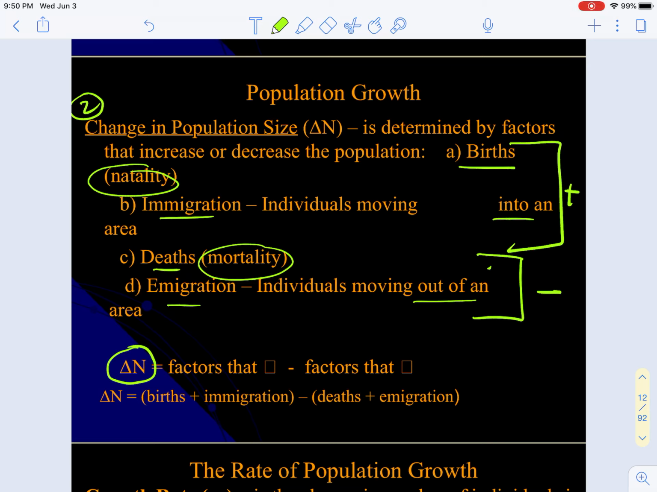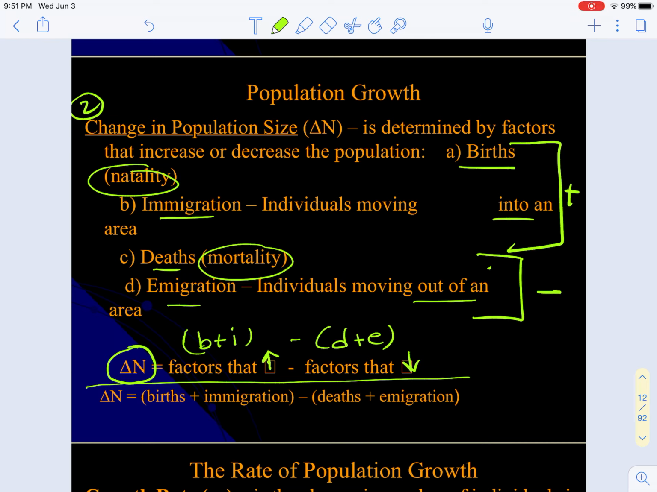So our formula to find out the change in the population size would have to be the factors that make it go up, subtracting the factors that make it go down. So that would be the births and the immigration minus the deaths and emigration. So B plus I minus D plus E.